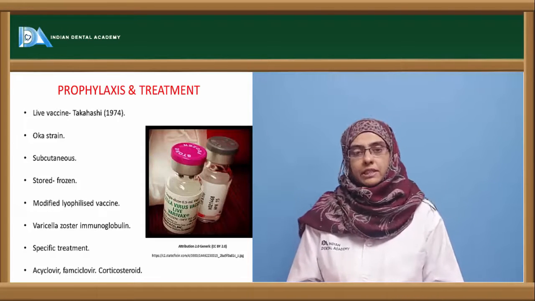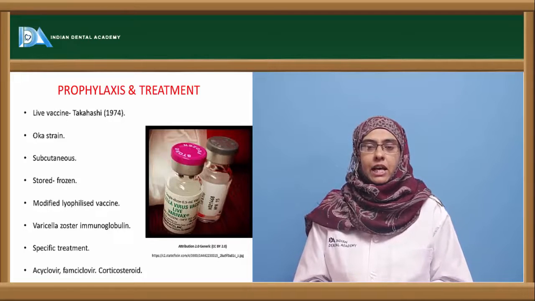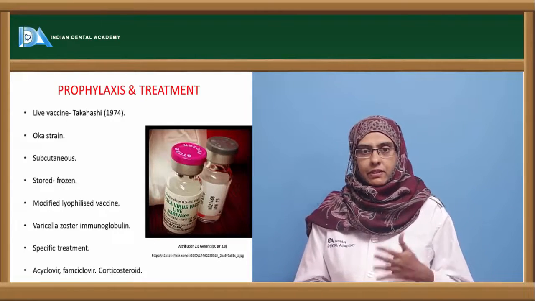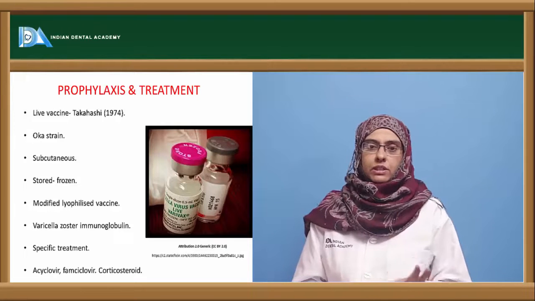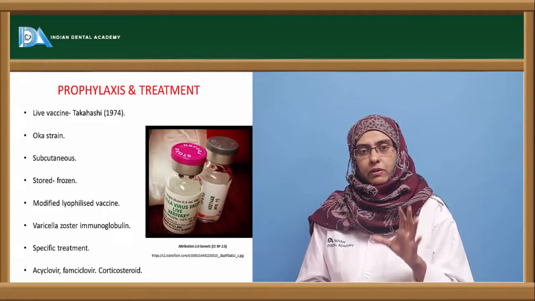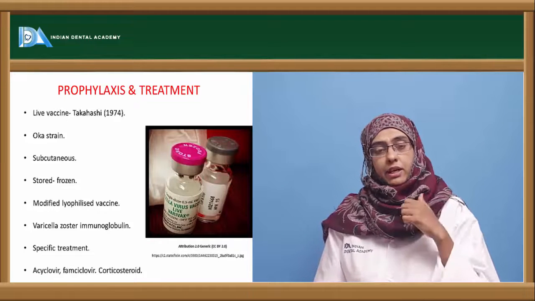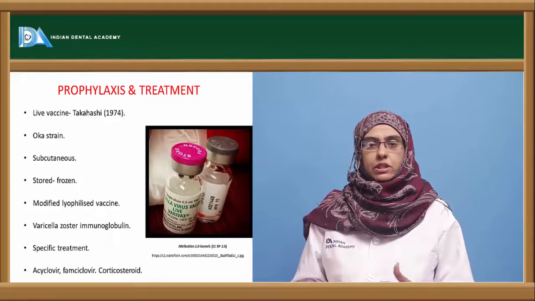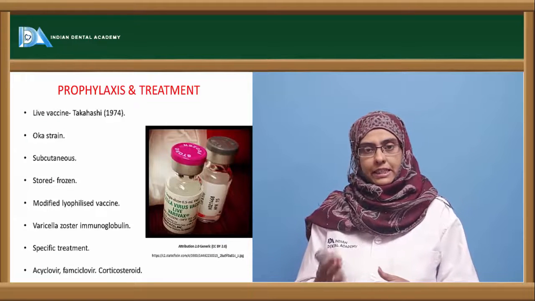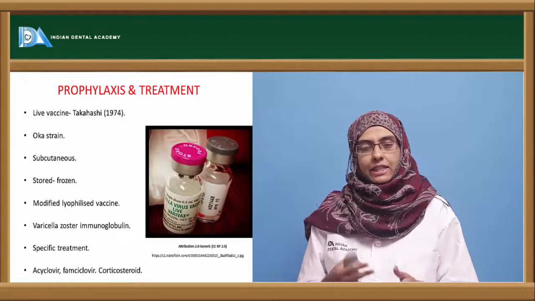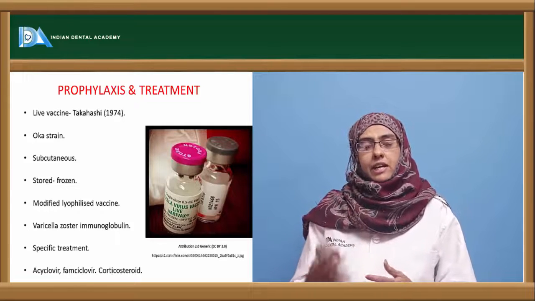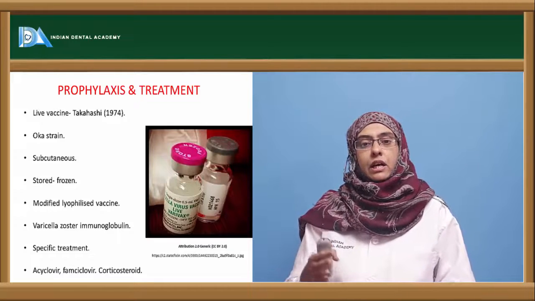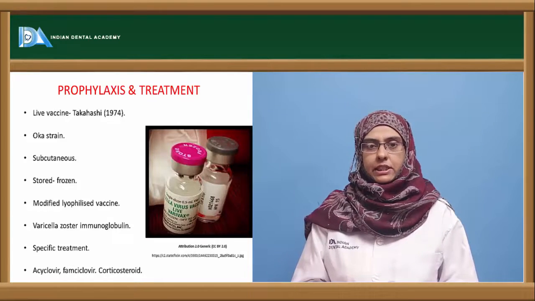Next, coming to the prophylaxis and treatment of this disease, a live vaccine was produced by Takahashi in 1974 from the strain called the Oka strain. But the drawback of this strain was that it has to be stored at a very freezing temperature, and hence a modified form of the strain was produced by the lyophilized technique. So we have a modified lyophilized strain that can survive cold storage of about 2 to 4 degrees centigrade, and hence it is mostly used in the prevention of this disease, that is chickenpox.